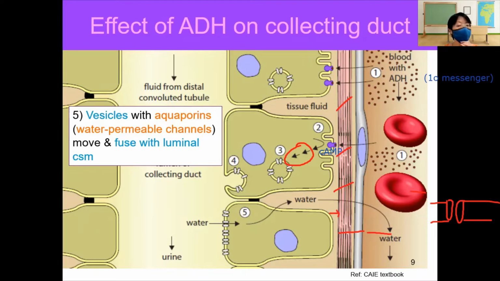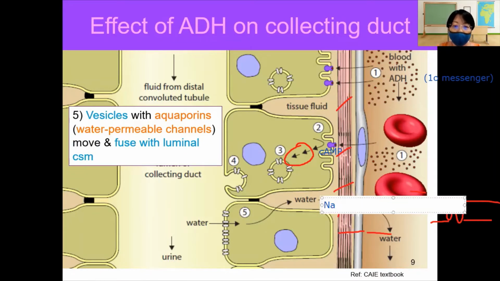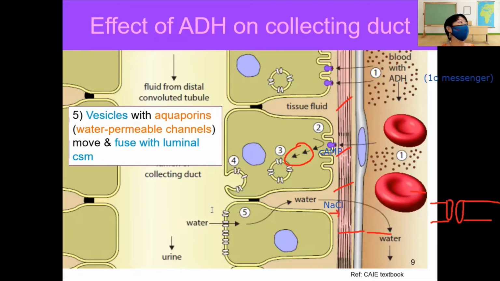Are you following? Now, the next thing is, if water moves in this direction, there's a water potential gradient, right? So what is driving water to move is, remember just now I said sodium chloride? Loop of Henle reabsorbs sodium chloride, causing the medulla to have a lot of sodium chloride, which reduces water potential. So it is the sodium chloride that creates the water potential gradient, therefore causing the water to be able to reabsorb back from here.